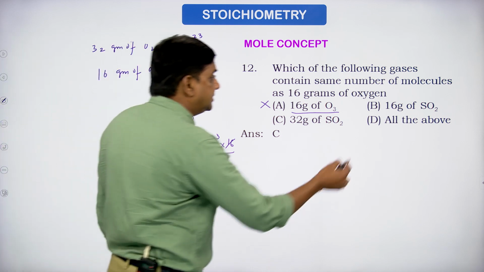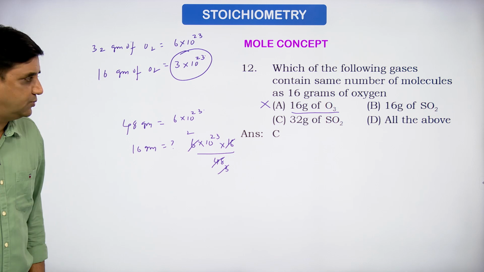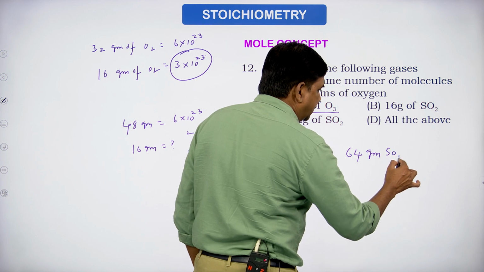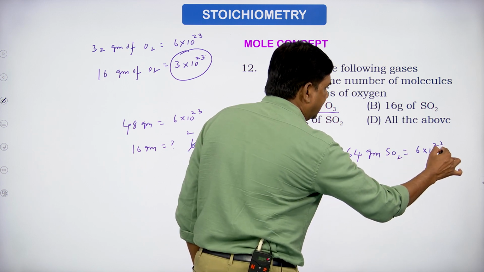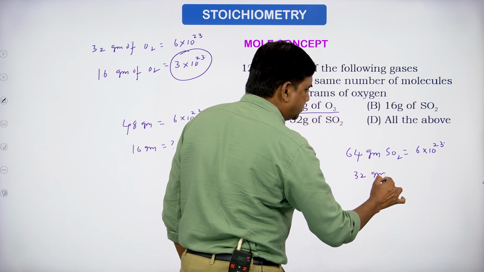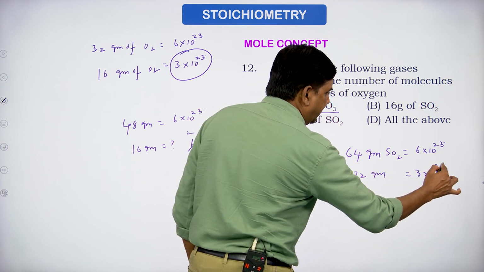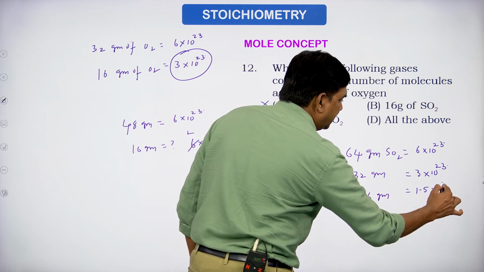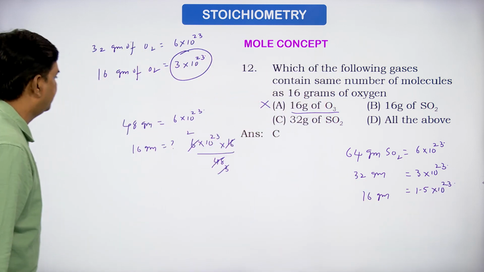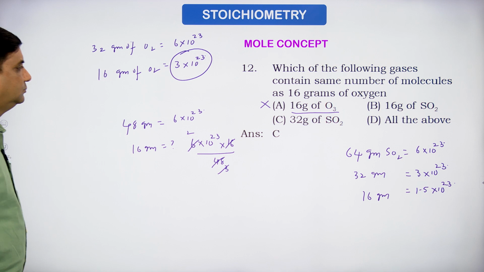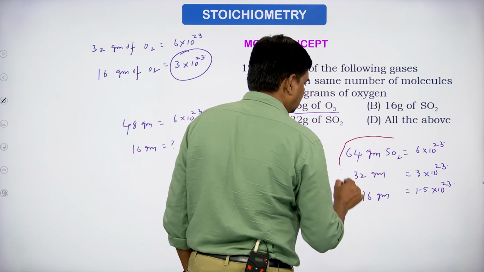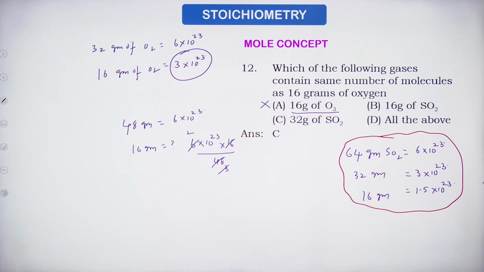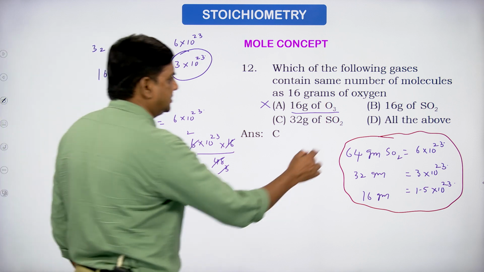Now let us see 16 grams of SO2. 64 grams of SO2 is equal to 6 into 10 power 23, and 32 grams contain how much? 3 into 10 power 23. And 16 grams contain how much? 1.5 into 10 power 23. So this cannot be the answer.